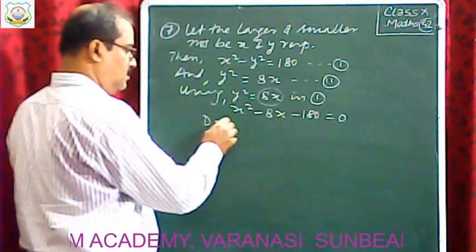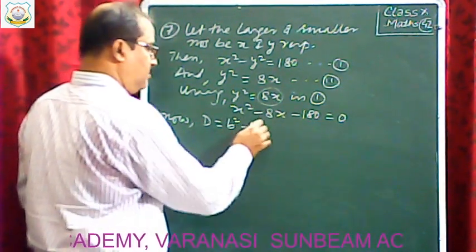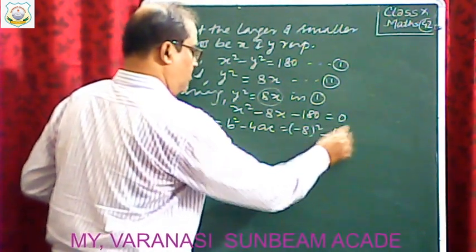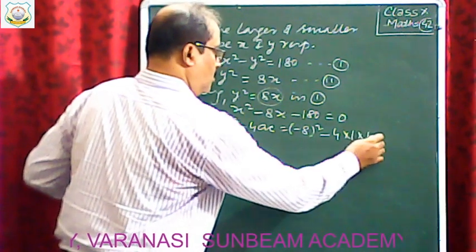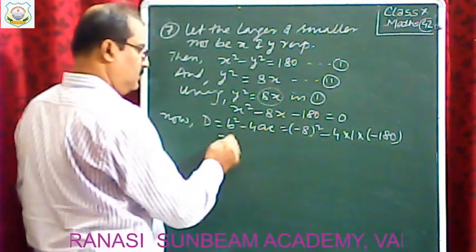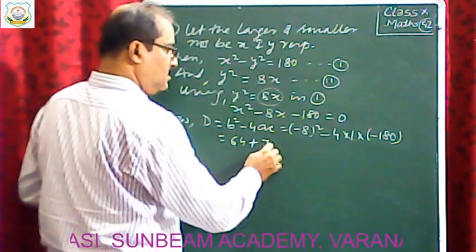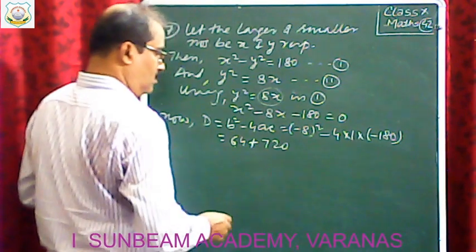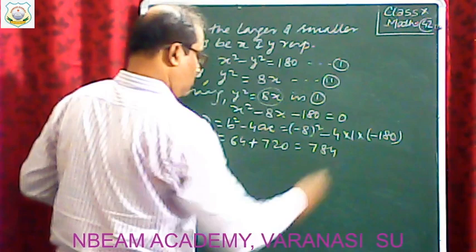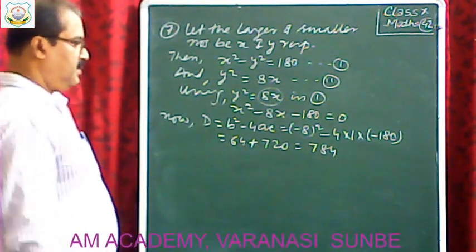Now D equal to b square minus 4ac, that is minus 8 whole square minus 4 into 1 into minus 180. So 64 plus 720, that is 784. Positive 784.